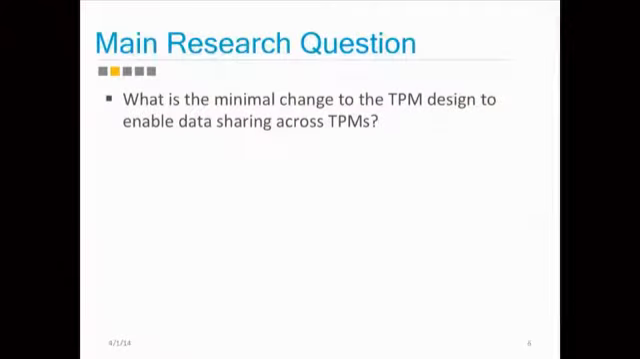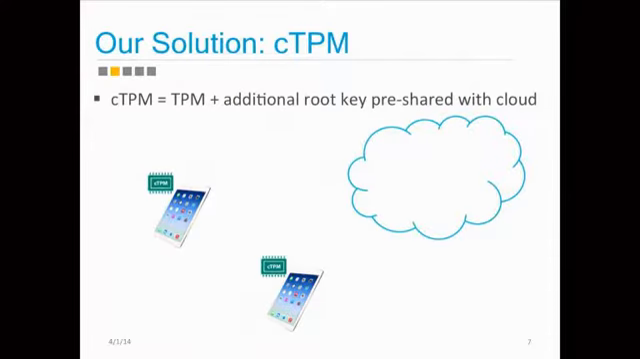So the main research question in this work is: what is the minimum change we can make to the TPM design to enable cross-device data sharing? Our answer to that question is cTPM, which is short for Cloud TPM. As indicated by the name, cTPM uses cloud services to provide multiple features, including key migration across TPMs. Compared to the current TPM design, the primary change we made is to require additional root keys pre-shared with the cloud. Let me give you a flavor of how we can use these root keys to enable easy data sharing across TPMs.